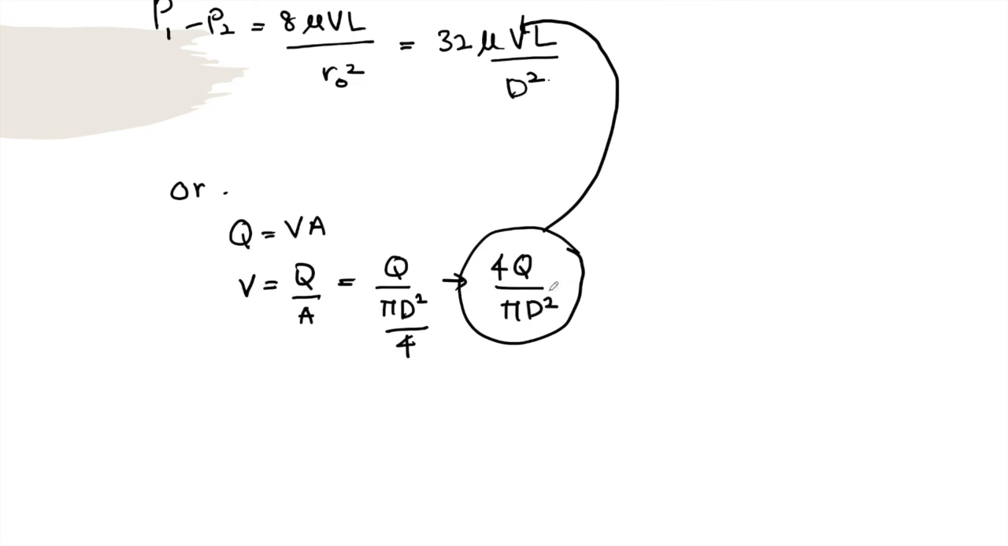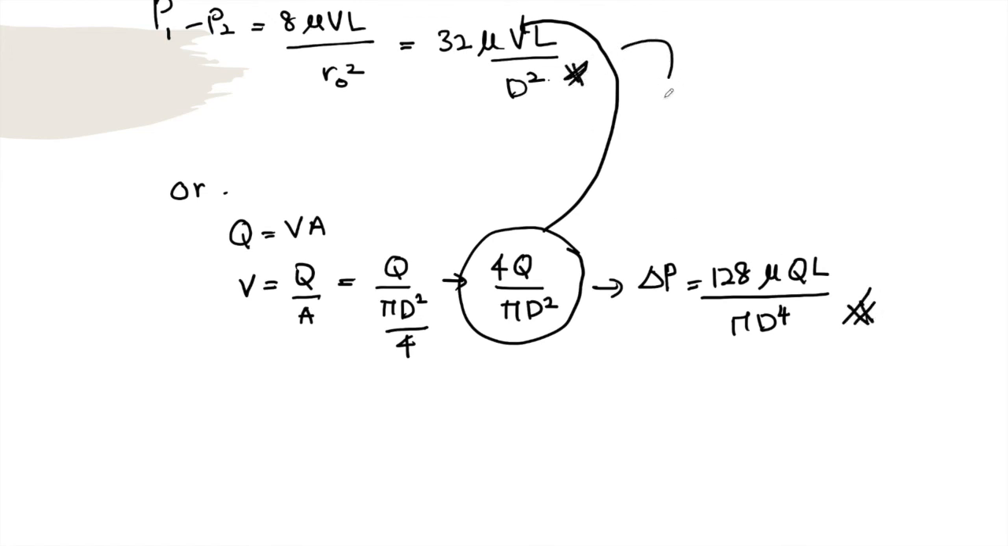After you substitute into this equation, you will get that delta P is equivalent to 128 mu Q L over pi d to the power of 4. Both of these equations are the Hagen-Poiseuille equation.